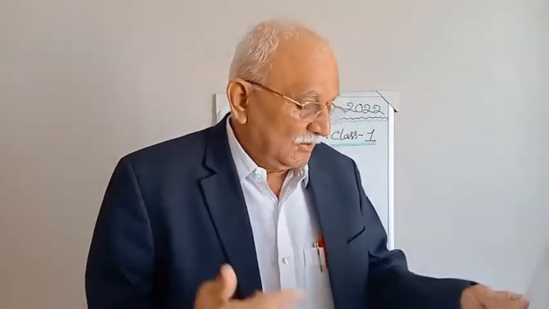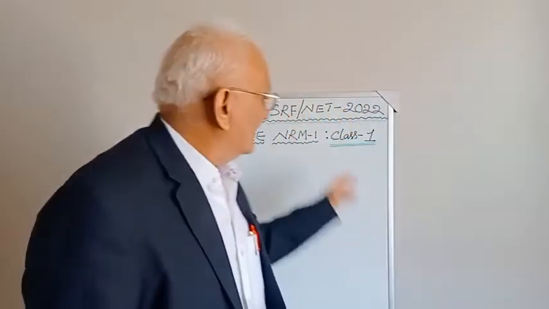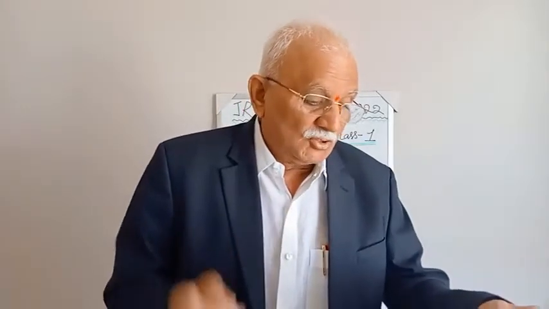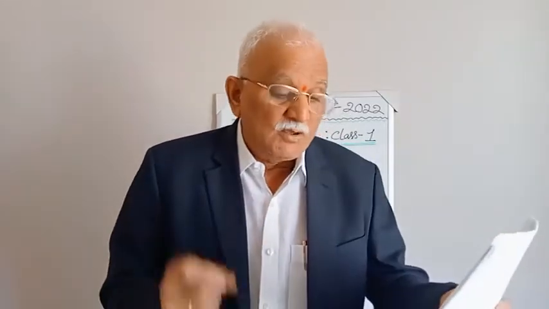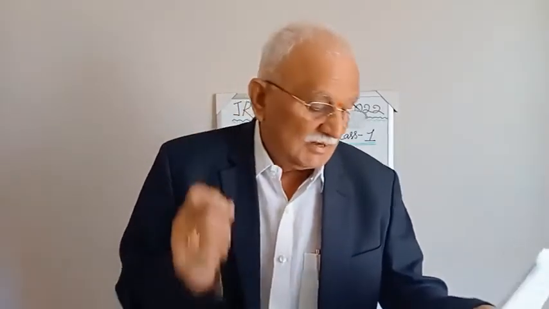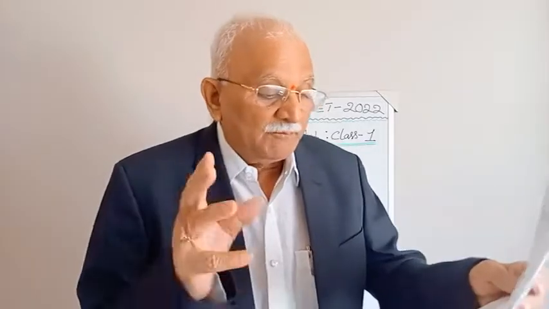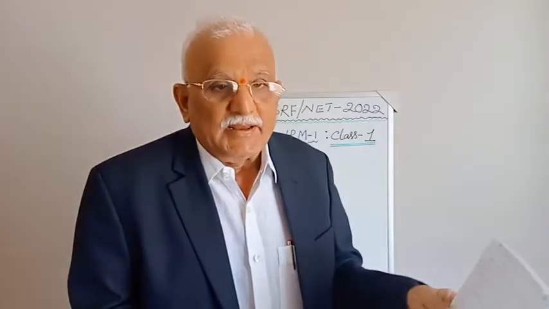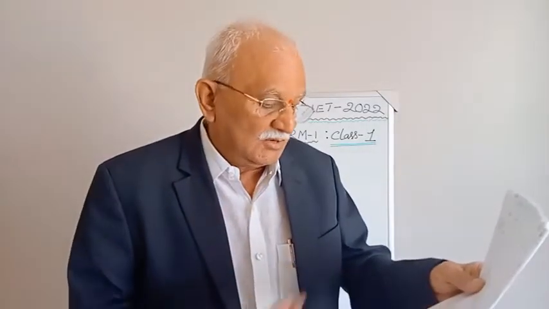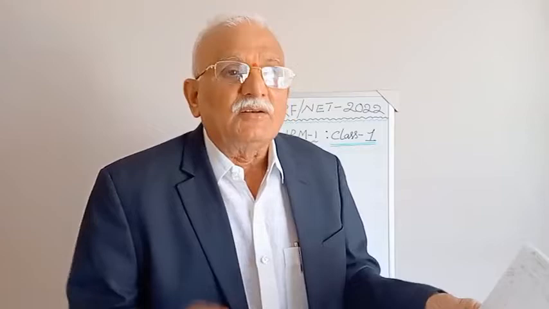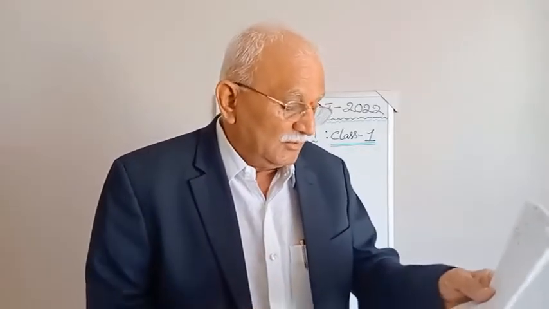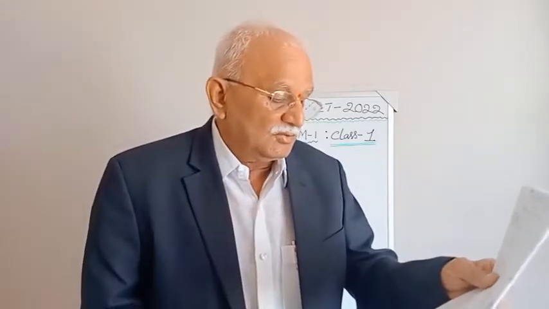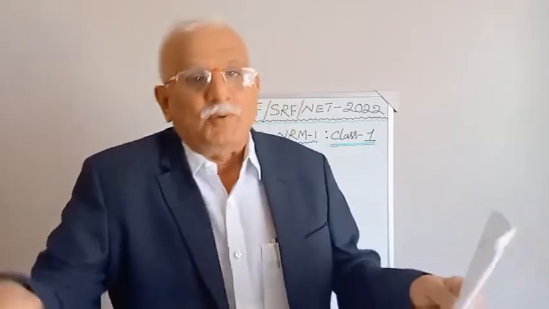Now, in NRM 1, some questions on general plant breeding also would come, 1 or 2, 3 bits. A chromosomal abnormality where a homologous pair of chromosomes is lacking from the normal diploid is called nullisomy. It's not monosomy, it's not trisomy. Now, what is nullisomy? A chromosomal abnormality where a homologous pair of chromosomes is lacking from the normal diploid.